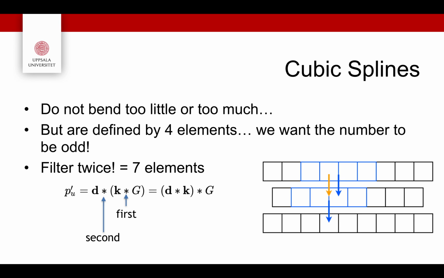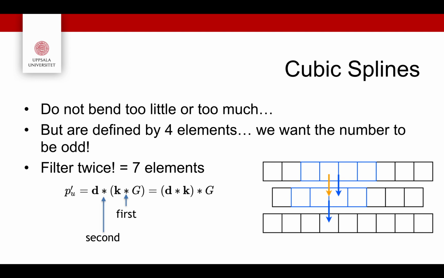And cubic splines are used in many cases because they don't bend too little or too much. So these are defined by 4 elements, but in image filtering we want an odd number. And the solution to this, which is shown in the image, and please read the paper for a better explanation than I will do now, is that by filtering twice, you get the correct result.